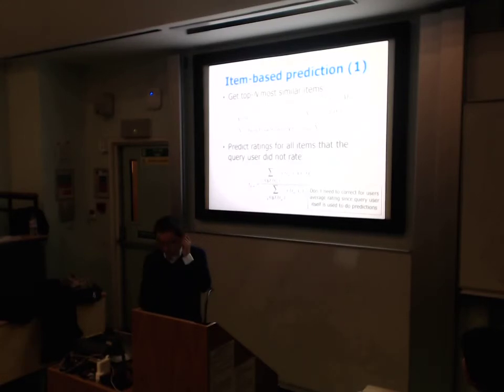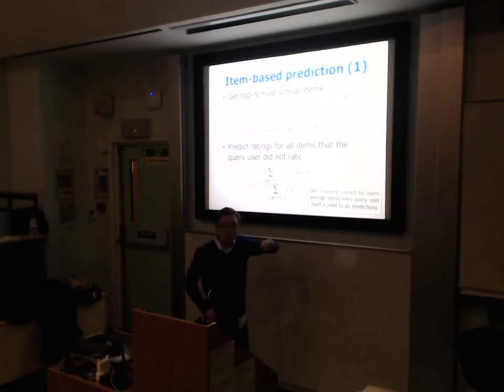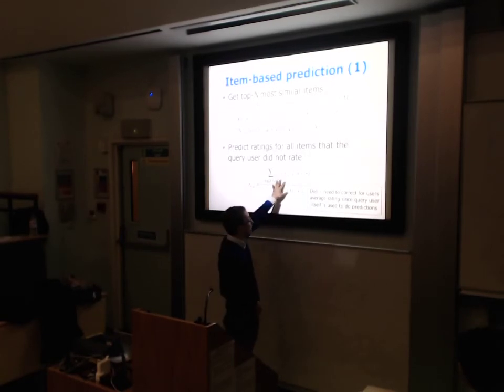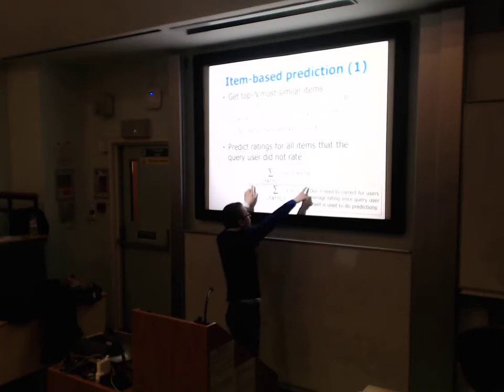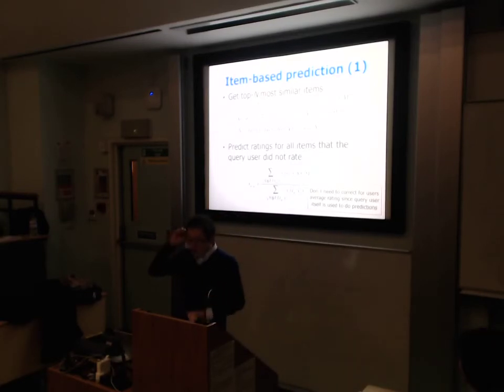So again, if you do use item-based, you can follow the same thing. You calculate the similarity, and you do the weighted average across all the similar items you get. Note that here there's no need to do the offset.